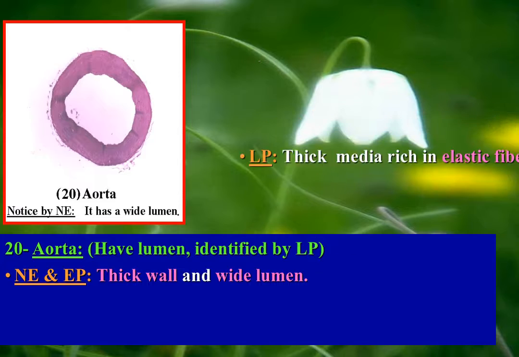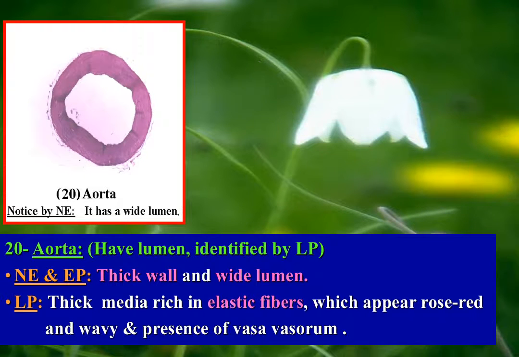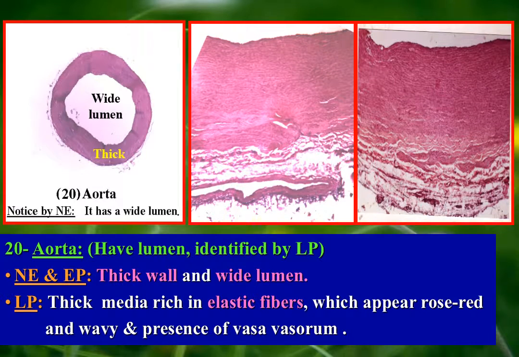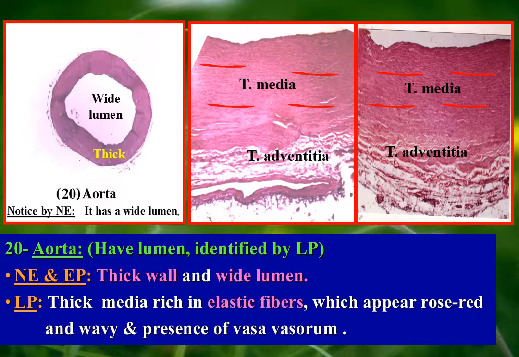Aorta. By naked eye and eyepiece, it has a thick wall and wide lumen. By low power, the aorta has a thick media, rich in elastic fibers, which appear rose red and wavy. Adventitia is characterized by the presence of small blood vessels, vasa vasorum, for nourishment of the thick wall of the aorta.